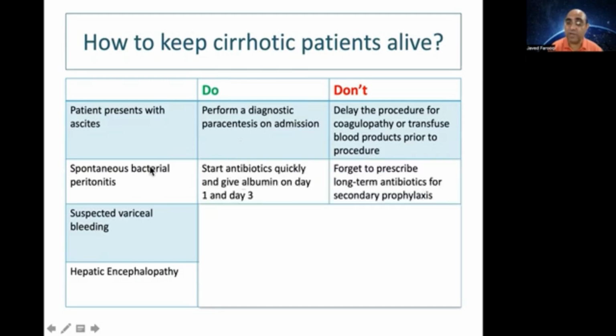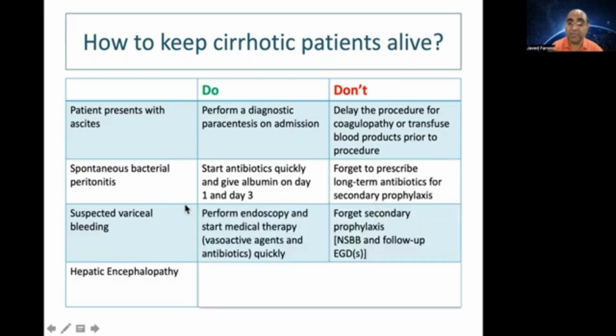Second, if you have diagnosed the patient with spontaneous bacterial peritonitis, then start antibiotics quickly and give albumin on day 1 and day 3. This is very, very important. And do not forget to prescribe long-term antibiotics for secondary prophylaxis when you discharge them.